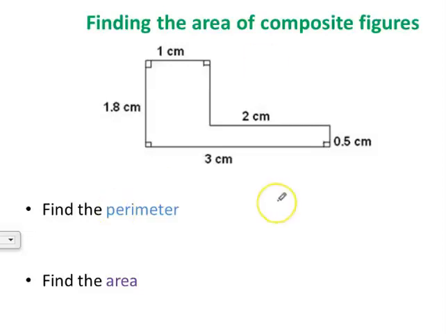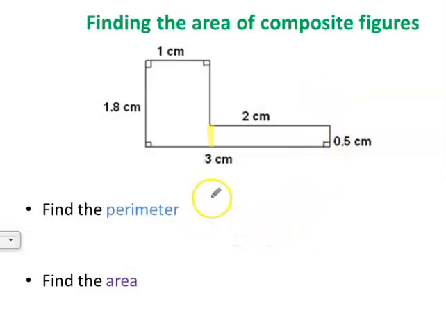So if we look at this figure, if I were to put a side in there, we can see that we've got two rectangles. We've got this rectangle over here and this rectangle over here. Dividing unusual shapes into familiar shapes helps us to use the formulas to find area, and then we can add those together. So we're going to find the area and the perimeter of this composite figure.